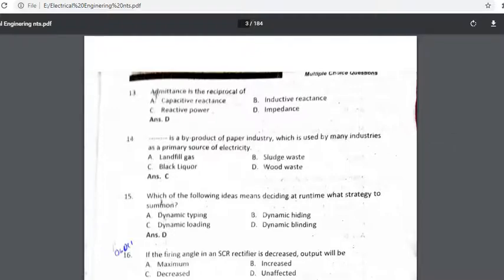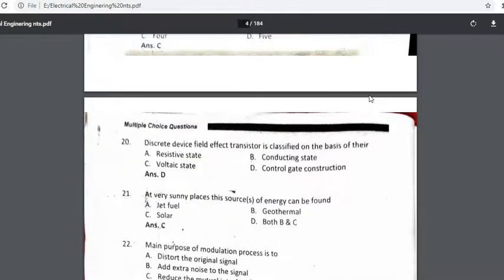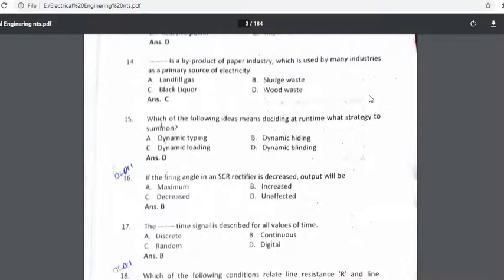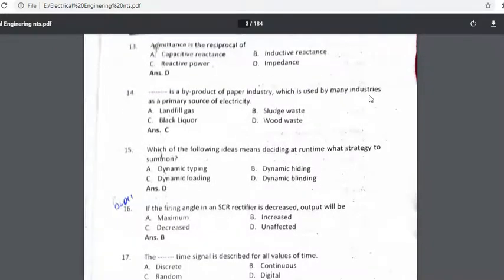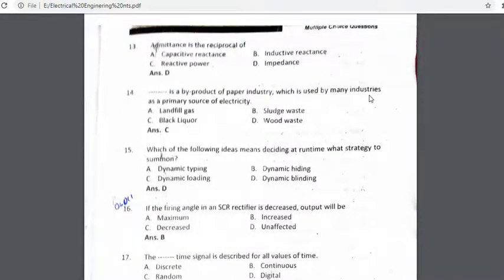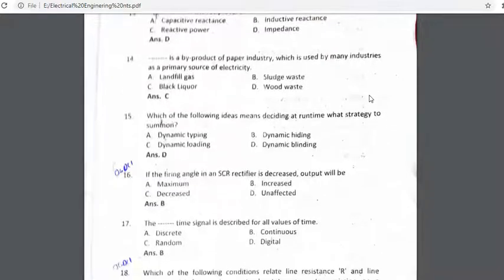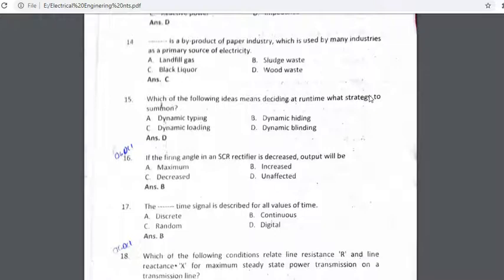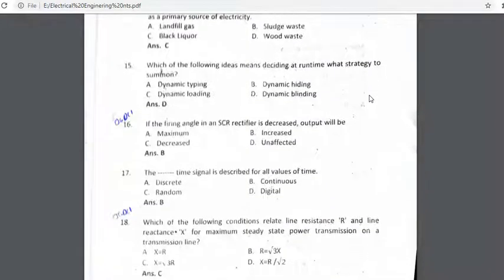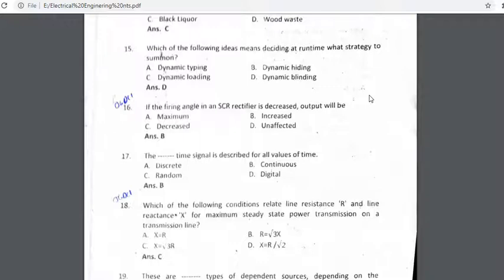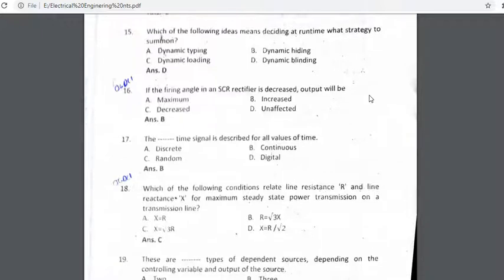And in the 14th one, where is the 14th one? Okay, in the 14th one, dash is a byproduct of the paper industry. So black liquor is a byproduct of the paper industry. In the 15th, we make the decision at runtime when it is dynamic binding. If the firing angle in an SCR rectifier is decreased, then the output will be increased.